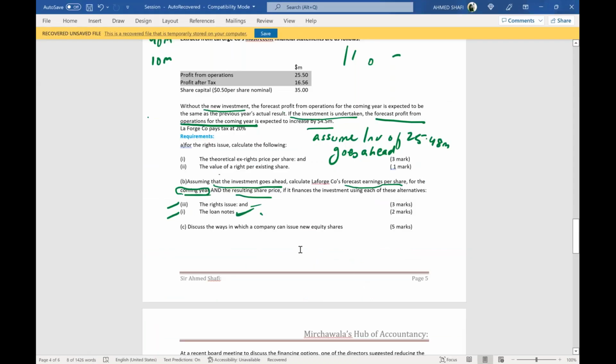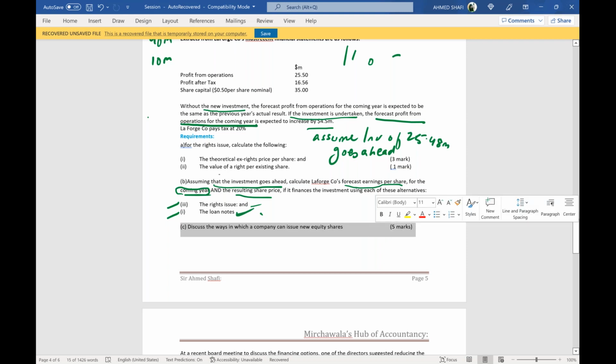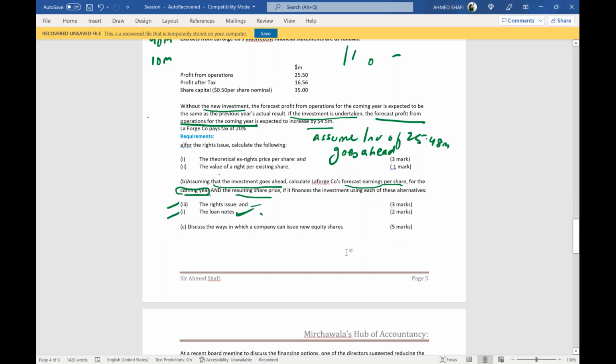Now, part C of this question, discuss ways in which a company can issue new equity shares. You need to discuss ways in which company can issue new equity shares. What are the ways of issuing new equity shares?